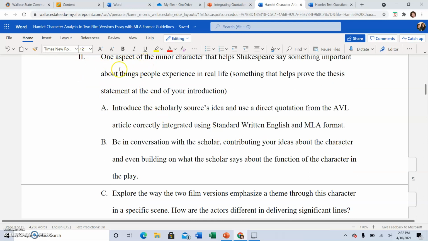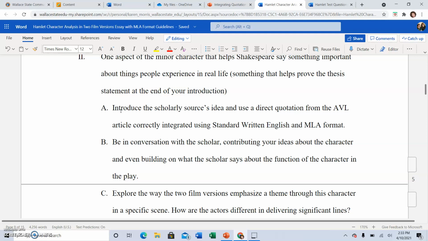So that would be the main idea. And then introduce the scholarly source's idea and use a direct quotation, the exact words from the scholarly source. And the source should be from Alabama Virtual Library. And you should correctly integrate the source using standard written English and MLA format. And then you need to include your own ideas after you've quoted the scholar.